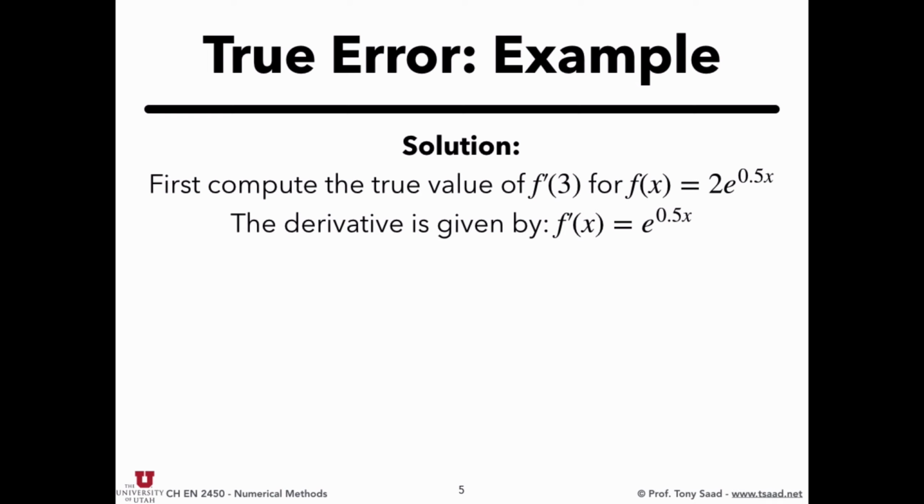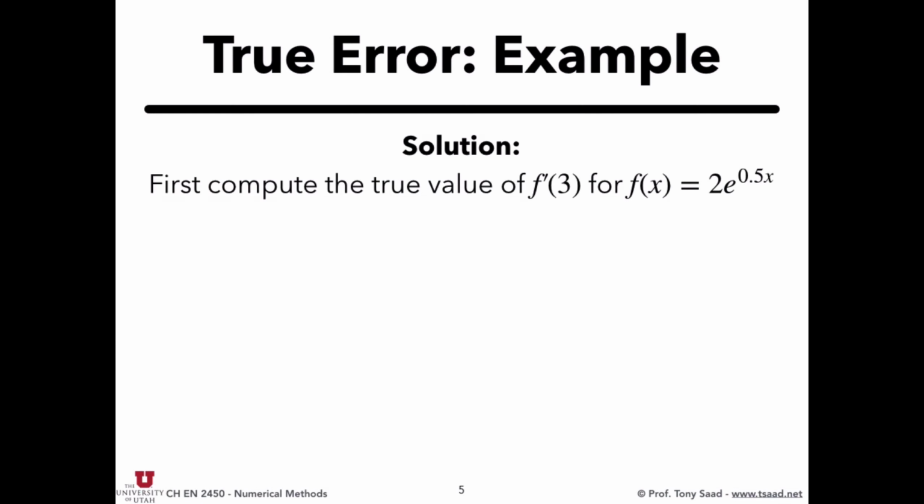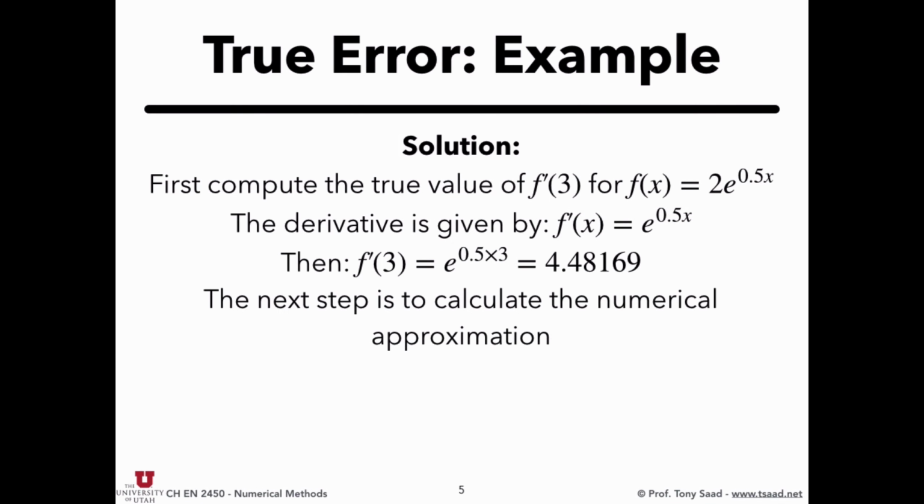Now we need to evaluate the true value of f prime of 3, and that's simply given. We evaluate the derivative at 3, so I made a typo over here. So that should be actually, okay, let me fix that on the spot. That should be e to the 0.5 times 3. Okay, I think the value is correct. Now the next step is to calculate the numerical approximation, and remember we were asked to do that for two values of h, 0.5 and 0.05.